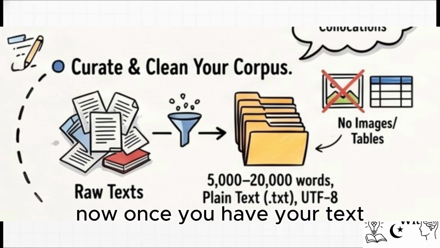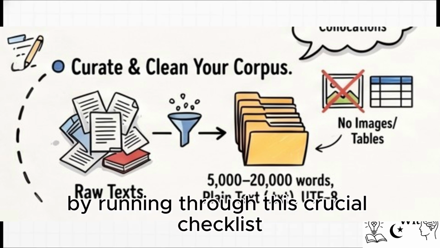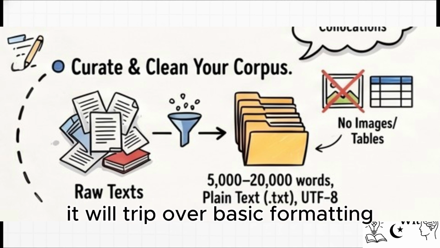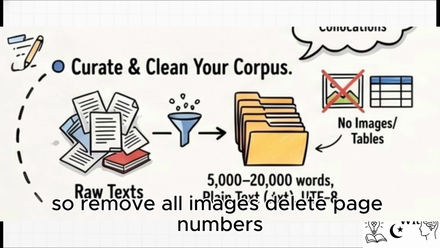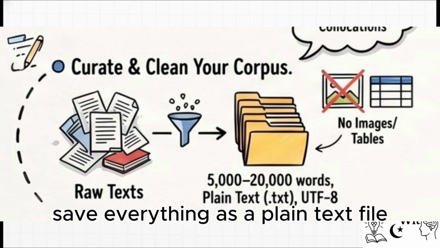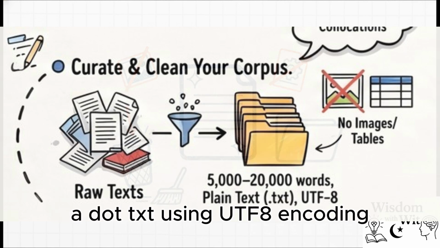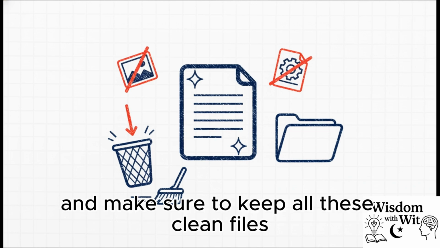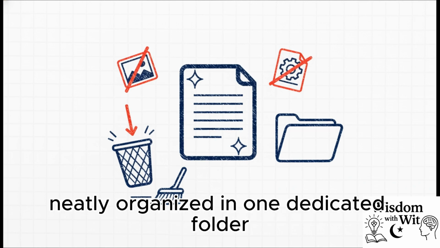Now, once you have your text, you absolutely must clean it by running through this crucial checklist. Analytical software is incredibly literal. It will trip over basic formatting. So remove all images, delete page numbers, strip out any references and tables, and, this is a big one, save everything as a plain text file, a .txt, using UTF-8 encoding. And make sure to keep all these clean files neatly organized in one dedicated folder.